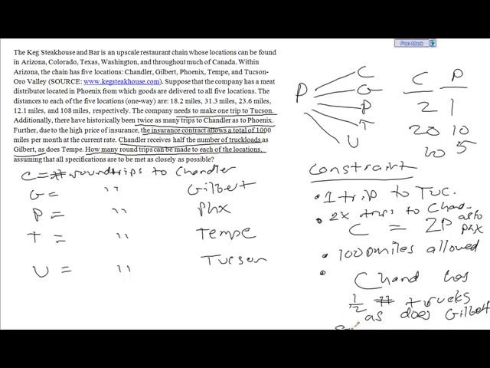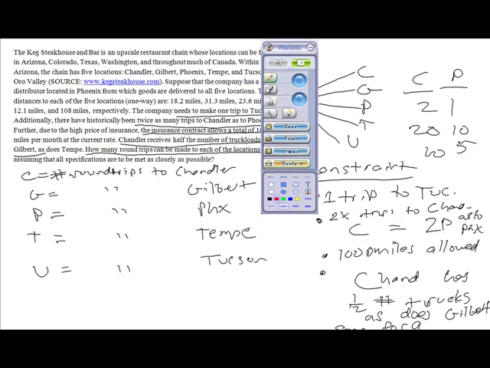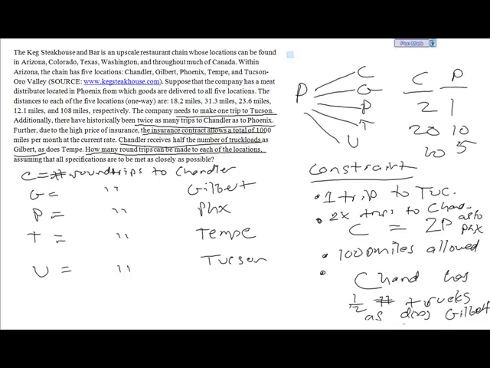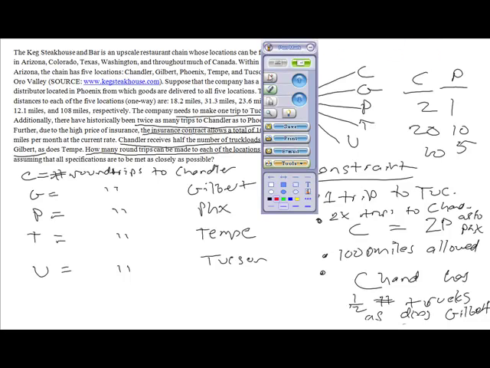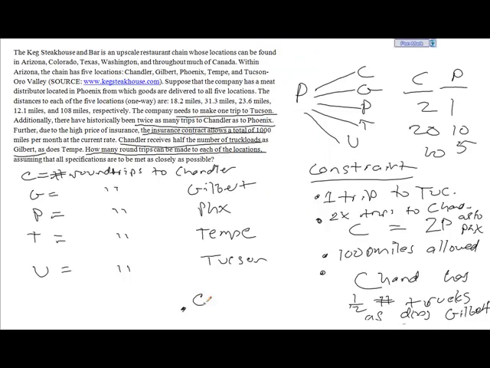Same for Gilbert. I'm going to write this over here, because this is getting too close to the bottom. Tempe has half the loads of Gilbert. So they both have half the number of truckloads of Gilbert. So Gilbert basically has more.